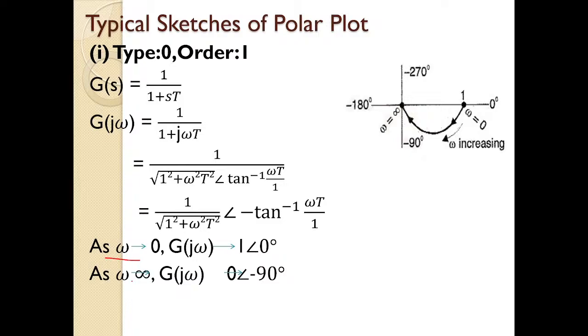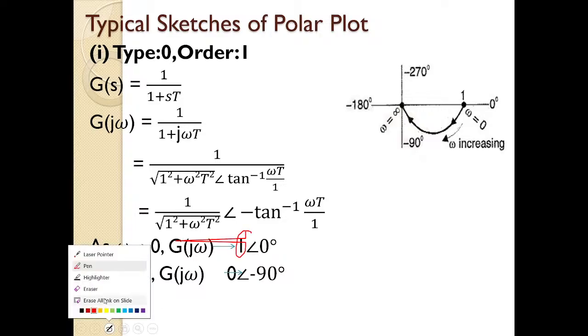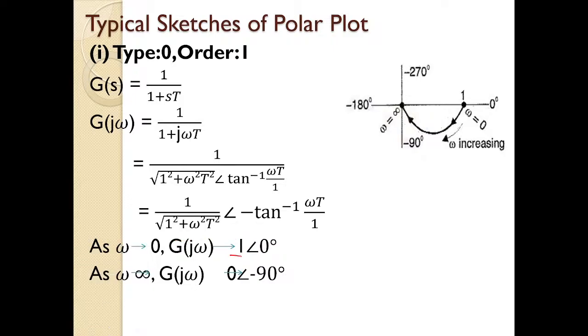Now substitute omega equal to 0 in this. If you substitute omega equal to 0, 0 into anything is 0, 1 plus 0 is 1. 1 by root 1 is 1, so you will get magnitude 1. What is the magnitude? Magnitude is 1 when omega equal to 0. And what about the angle? Tan inverse of 0 is 0.